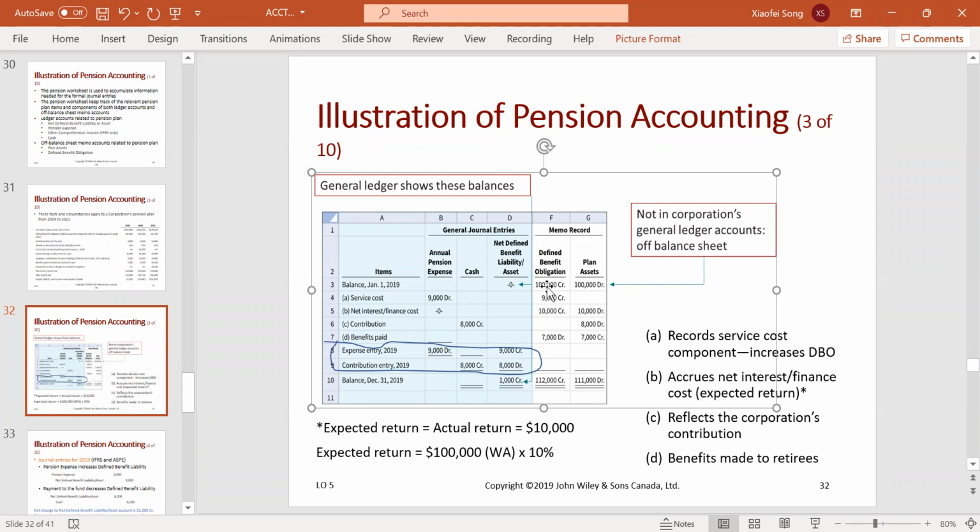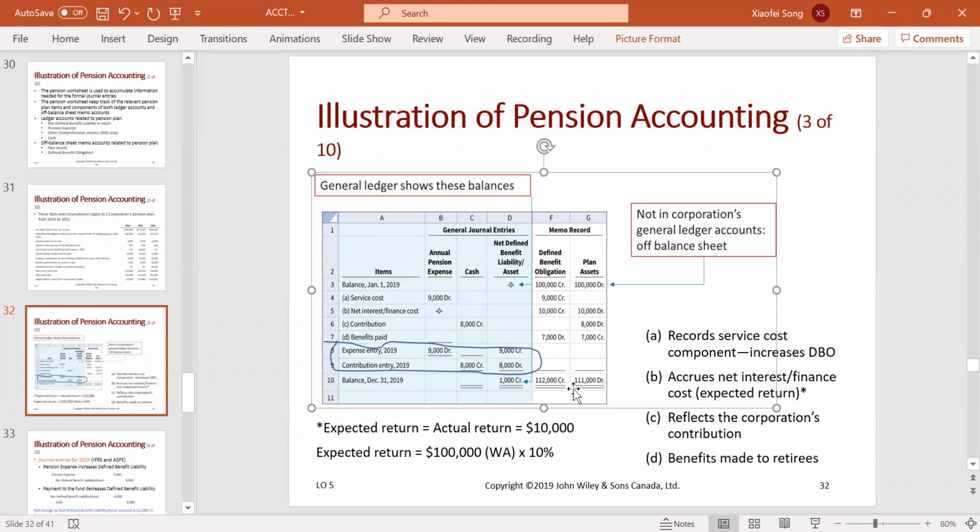Also, when you tally up all the changes in defined benefit obligation and the plan assets, you will have updated balances of these two accounts at the end of the year. And the difference between these two accounts happens to be $1,000. That's our deficit. At the end of the year, defined benefit obligation is $1,000 more than the plan asset. So we have a deficit.